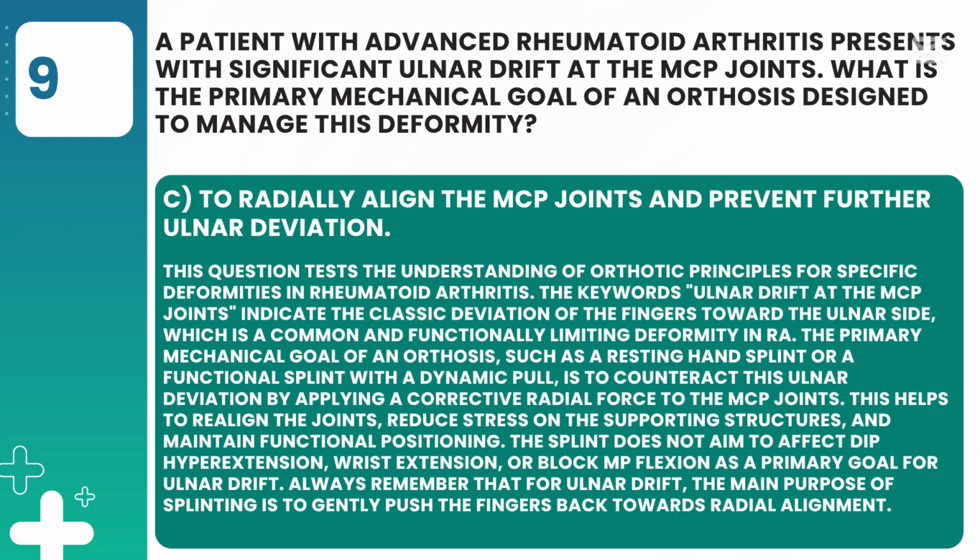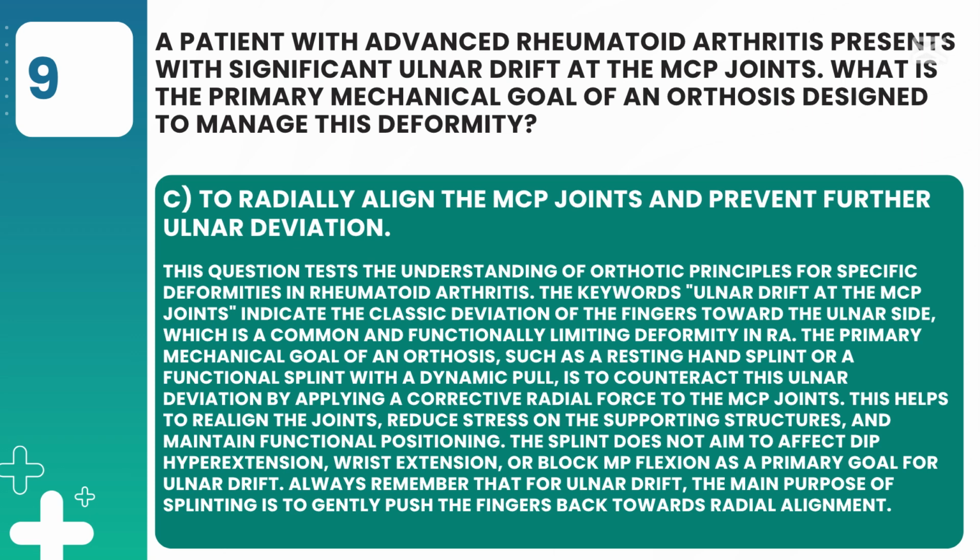Answer: C. To radially align the MCP joints and prevent further ulnar deviation. This question tests the understanding of orthotic principles for specific deformities in rheumatoid arthritis. The keywords ulnar drift at the MCP joints indicate the classic deviation of the fingers toward the ulnar side, which is a common and functionally limiting deformity in RA.